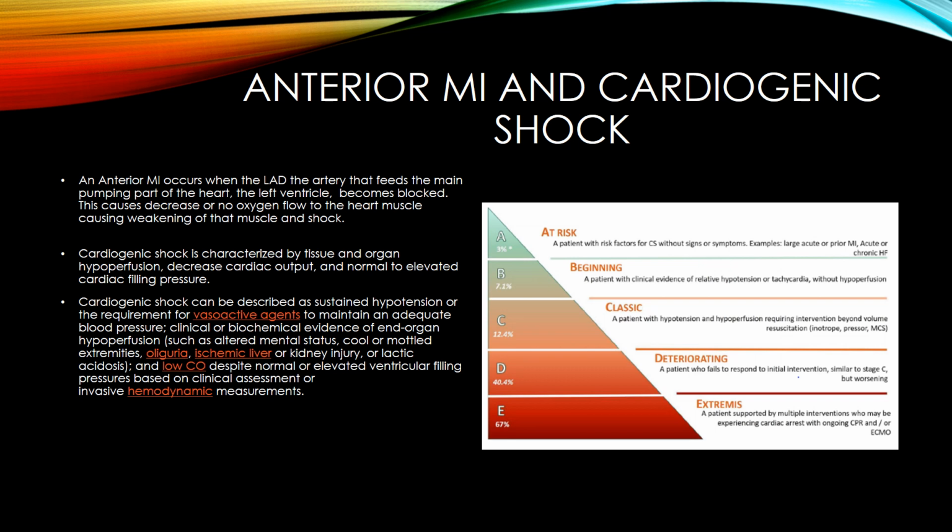The first patient is a patient at risk. The second patient is going to be that patient that you're starting to see the evidence of potential shock, like hypotension, tachycardia, without hypoperfusion. And then that classic cardiogenic shock, you're going to have hypotension, evidence of hypoperfusion that's requiring like volume or some of those vasopressor drugs.